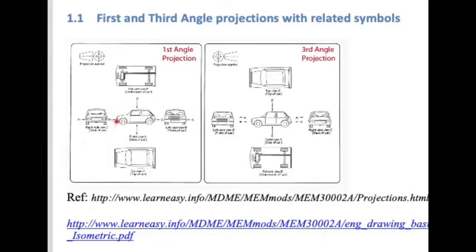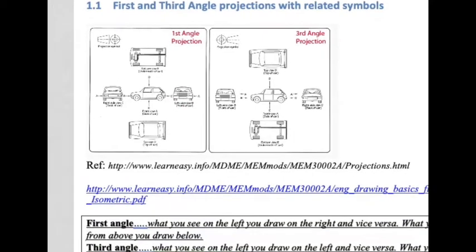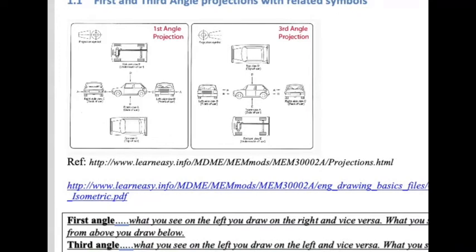So back to our little car. If you were to walk around to this side and look at the motor car from this direction, look which way the little red pointer is going, what would you see? Well, you would see the front of the car. That drawing would look as follows. And according to first angle, you must place it to the right of the car. So what you see on the left, you draw on the right.